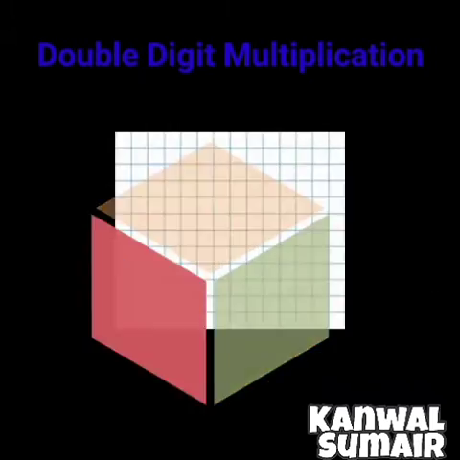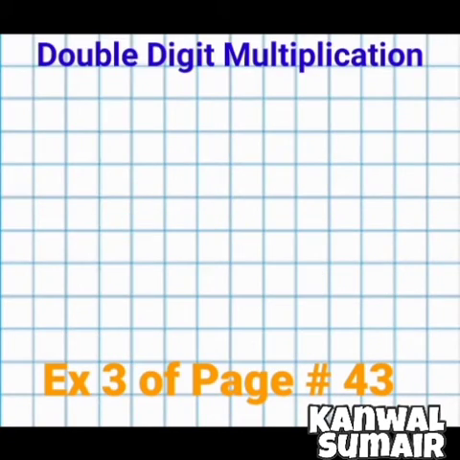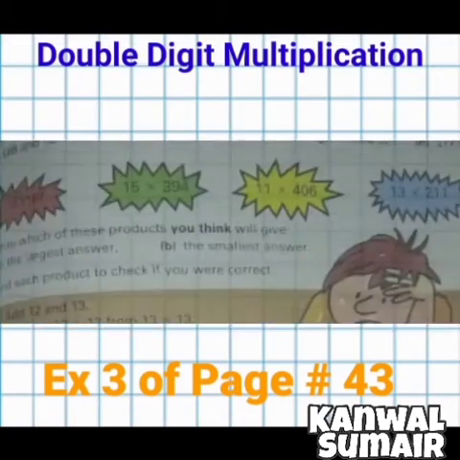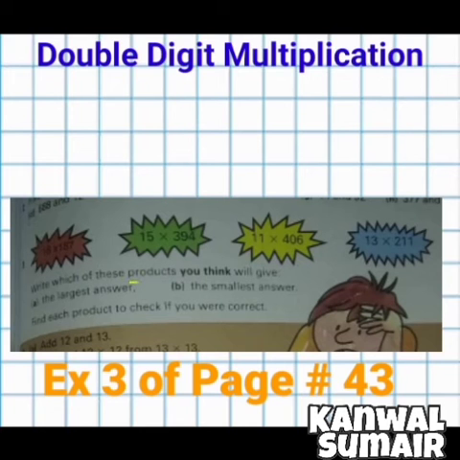Now we are going to solve exercise 3 of page 43 in your SPMG. Here you are going to find the products of the given sums. We are going to solve these 4 numbers one by one. After it, we are going to see which one of them will give the largest answer, the largest product, and which one of them will give the smallest answer, the smallest product.